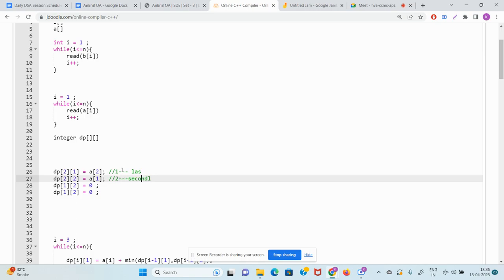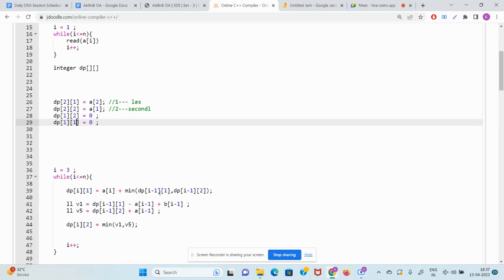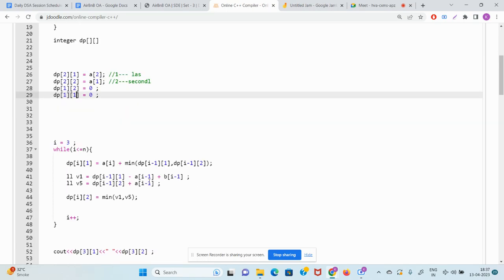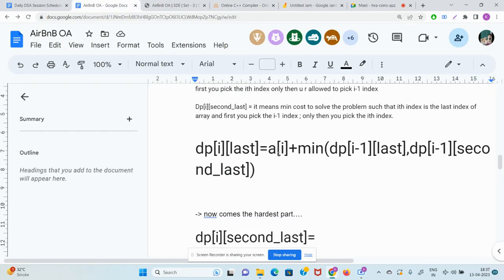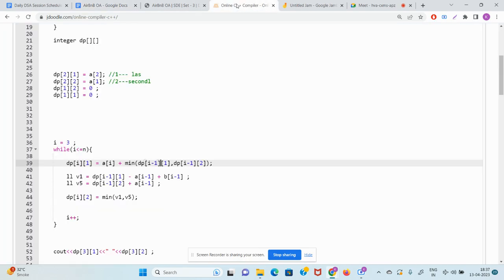Okay, dp1 of 2 will be 0. Obviously only one element is there, nothing in left, nothing in right, 0. dp1 of 2 is 0. Similarly dp1 of 1 will also be 0. Clear guys? Clear. Now we run a loop and we just calculate our answer. dp of I of 1 is what? A of I plus min of dp of I minus 1 last plus dp of I minus 1 2. Okay.